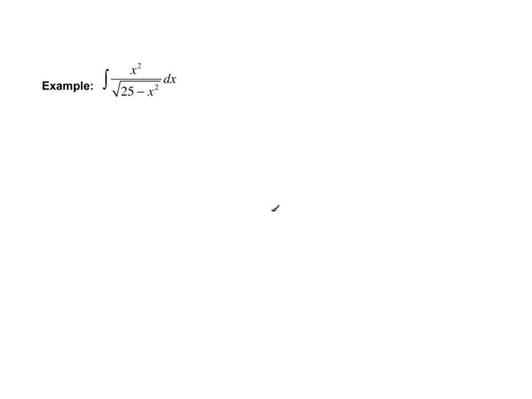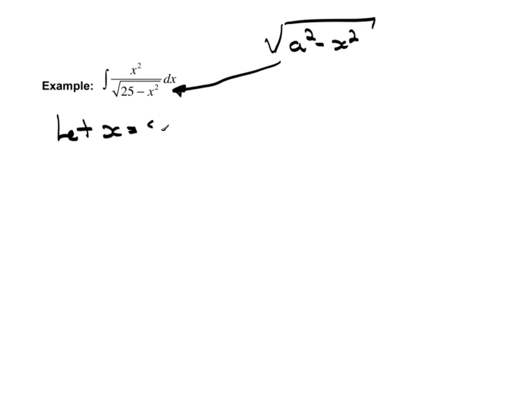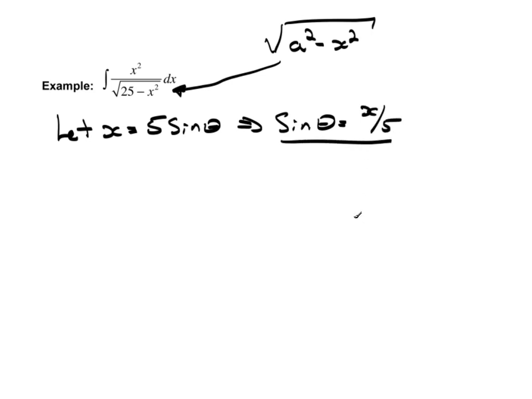So let's take a look at this. This has that same form, where a, in this particular case, would be equal to 5, because 5 squared is 25. So this has the form a squared minus u squared, where u is x. See, I'm seeing this form right there in the denominator. So I'm going to go ahead and let x equal 5 sine theta. That implies that sine theta equals x over 5. This will be important in a little while.